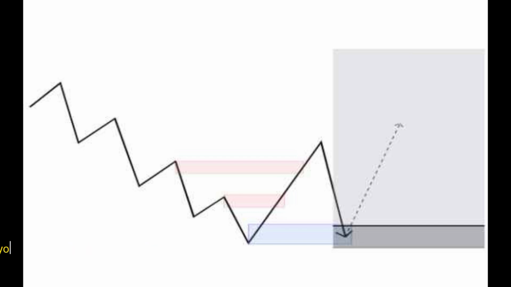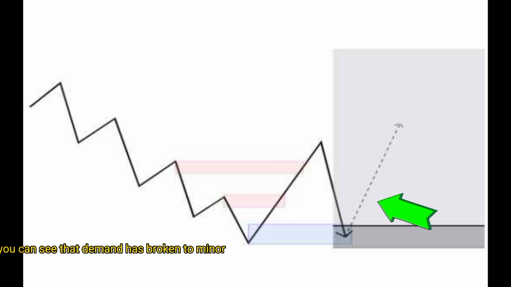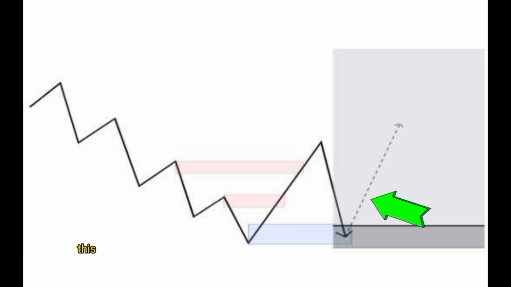In this schematic you can see that demand has broken two minor supply levels. This is a chalk. Could you place an order on the play? Only if the pullback does not come from an unmitigated supply zone. If price does come from an unmitigated supply zone, wait for a confirmation entry.